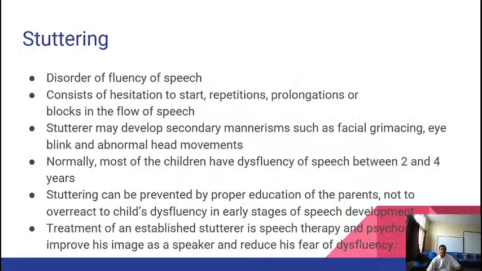dysphonia, spasmodic dysphonia. Then stuttering of the speech, a disorder of fluency of the speech, is otherwise commonly called stammering. Usually it is better that the parents do not interfere with the child's fluency or the way the child is speaking, and at the most he may require some kind of psychotherapy and speech therapy, so that the child starts to live with a small difficulty.